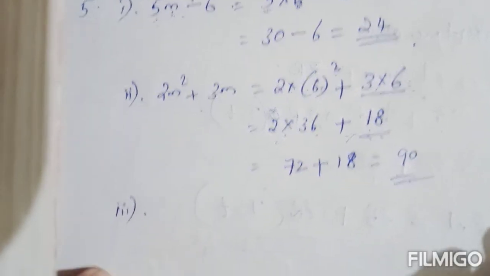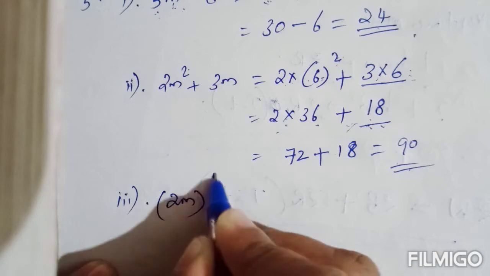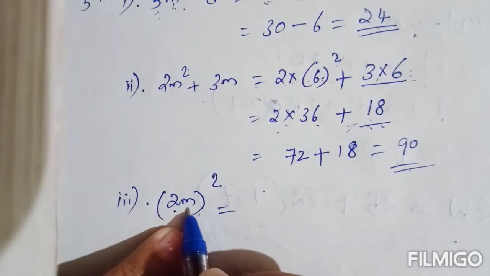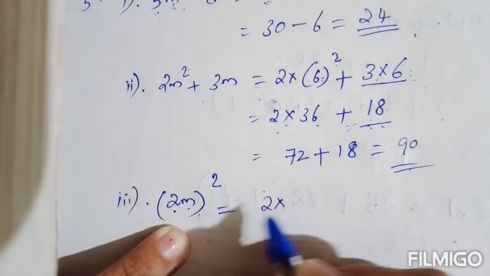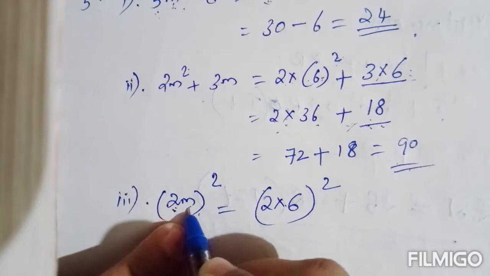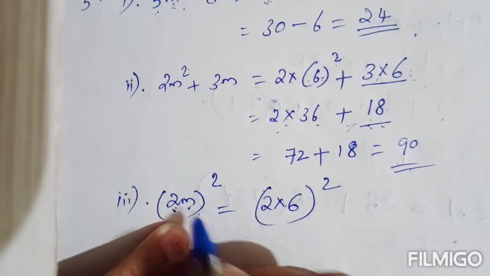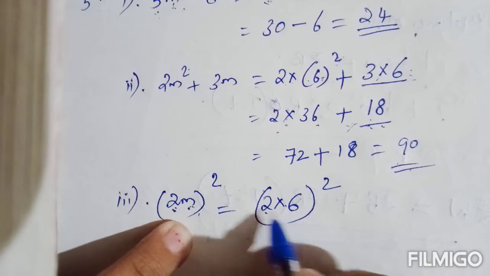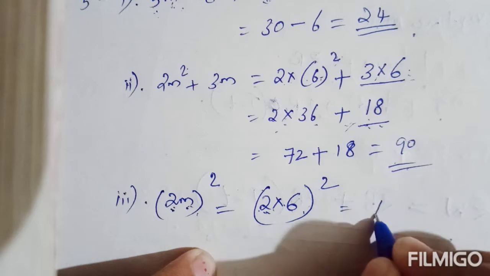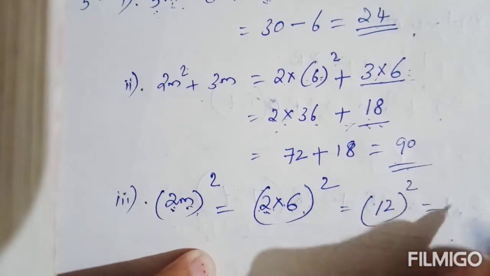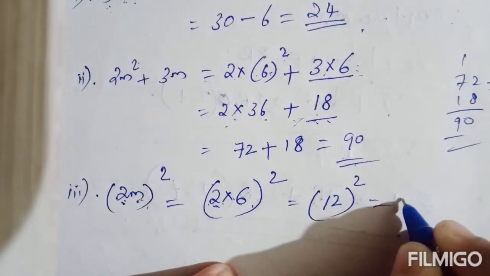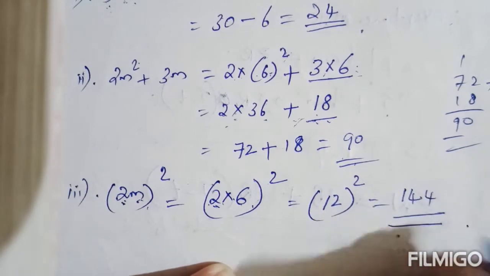Third question. 2m whole square. The m value is given as 6. So you can write here 2 into 6 whole square. 2m means 2 into m. 2 into 6 is 12, whole square. 12 whole square, 12 into 12 is 144. So this will be the answer.